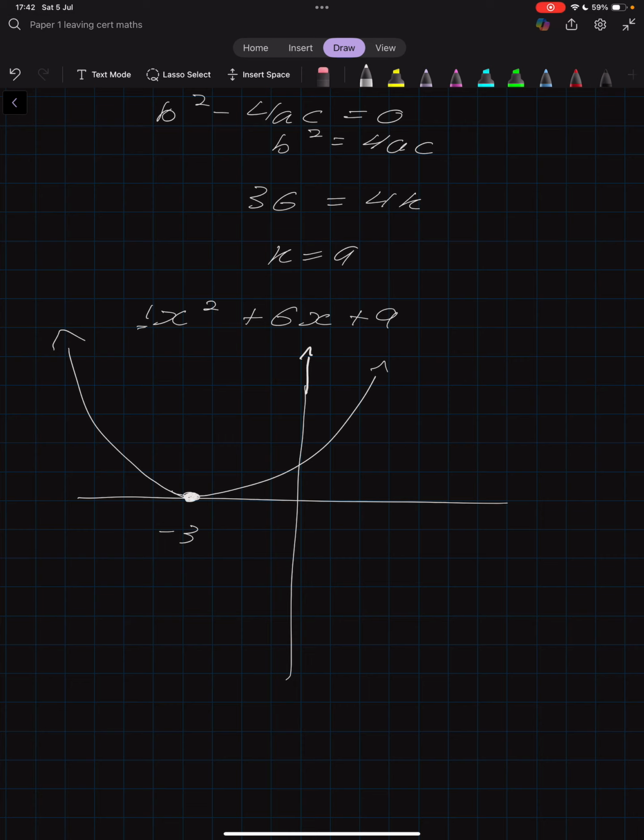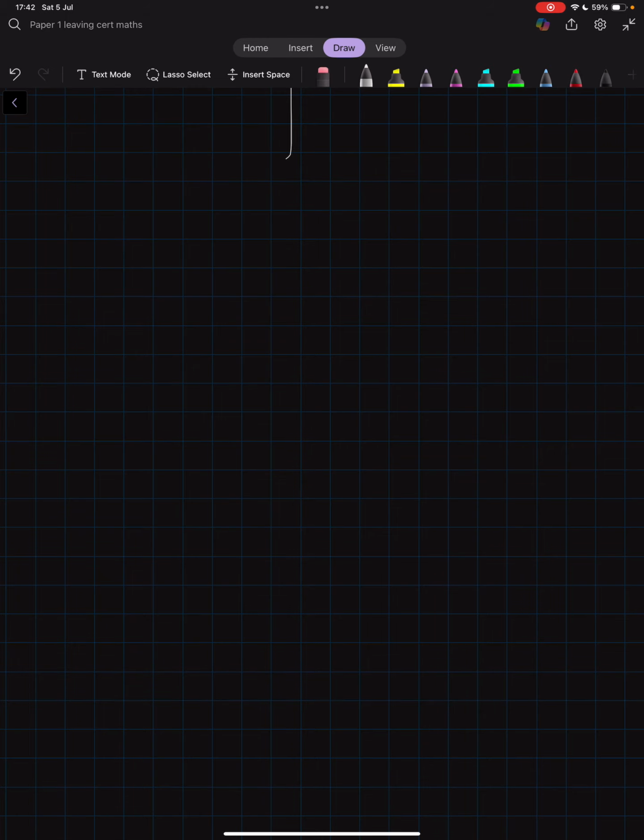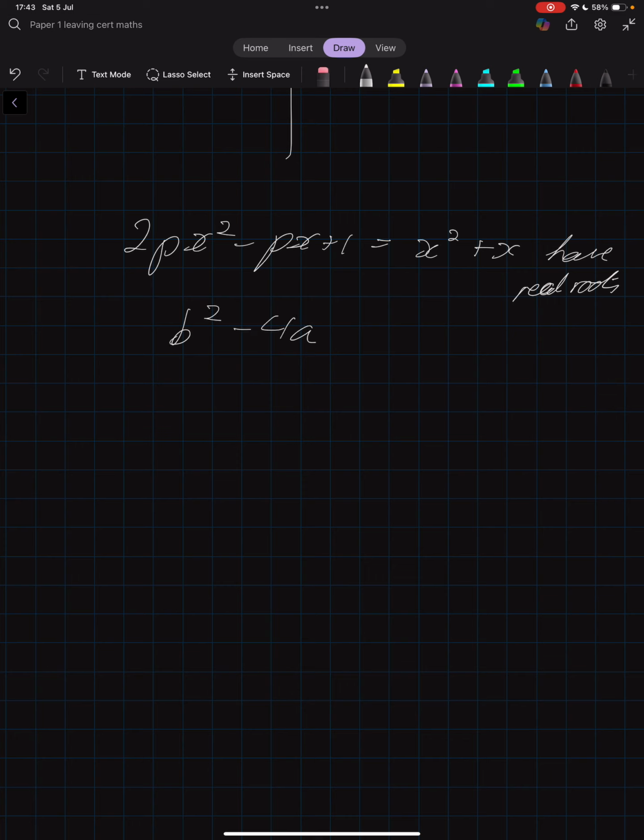Okay, so hopefully that's all right. So now we can also have something like, for what values of p does 2px minus px plus 1 equal x squared plus x have real roots? So again, real roots means either you have two different roots or you have the same root twice. So we want our b squared minus 4ac to be greater than or equal to 0. So we can have two different roots or we can have the same root. Okay, so just be careful.